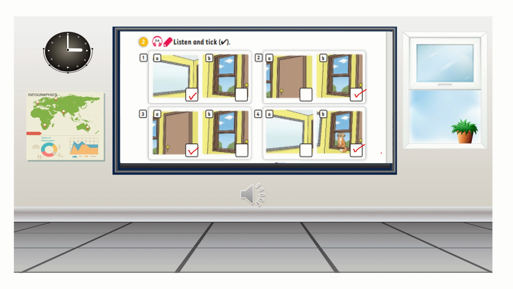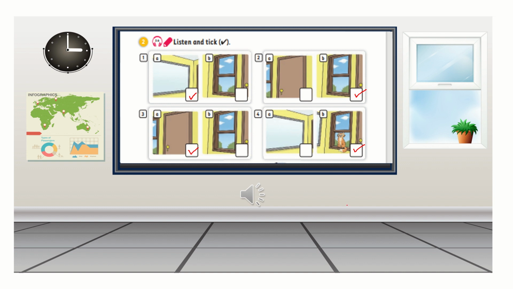Unit 3, recording 3.6. Listen and tick. 1. What's this? It's a whiteboard. 2. What's this? It's a window. 3. What's this? It's a door. 4. What's this? It's a cat.